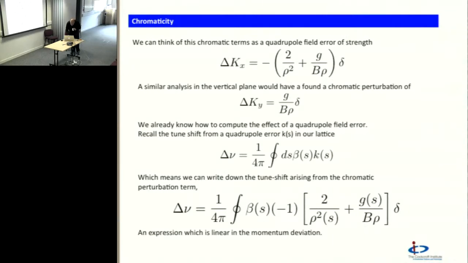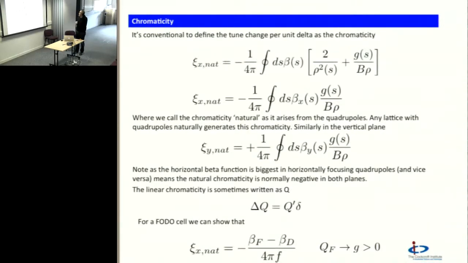So let's look at that in a little more detail. We're going to define the tune shift per unit delta as the chromaticity. The expression on the previous page was linear in delta. We're going to take the coefficient of that and call that the chromaticity. So the same way that the dispersion is the orbit shift for unit delta, the chromaticity of a lattice is the tune shift for unit delta. So if someone says to you, I've got 4 units of chromaticity in my lattice, you know the tune shift if I'm 100% off momentum. You know it straight away. It's just the number.